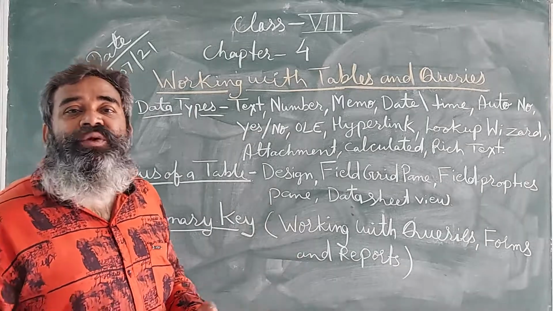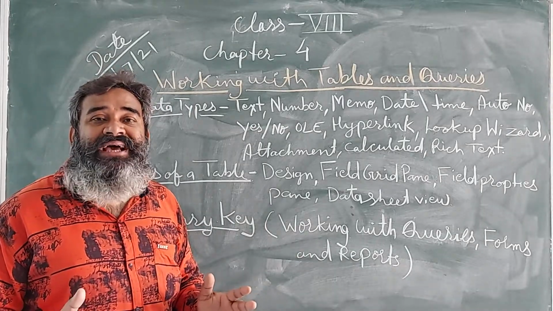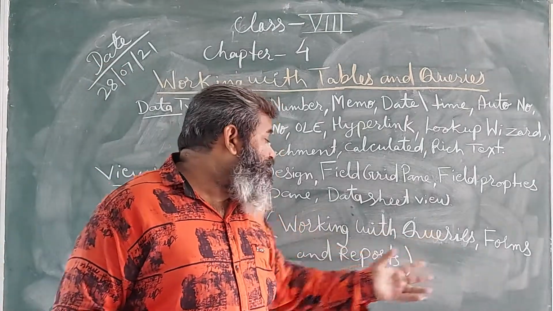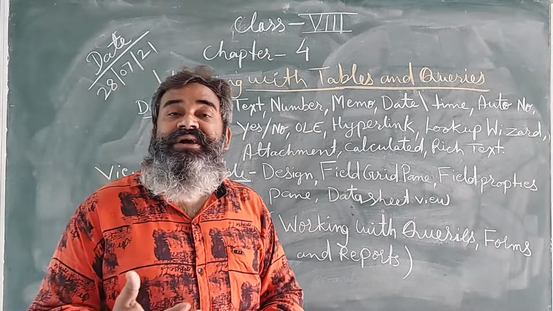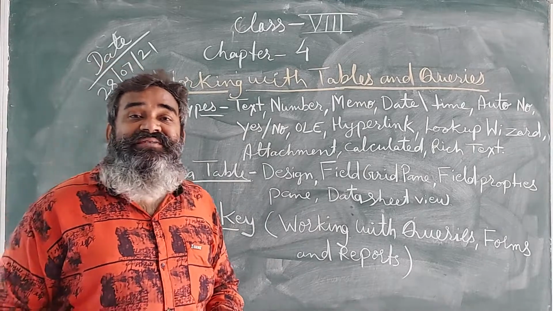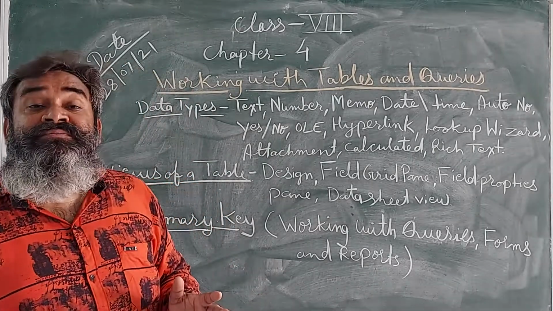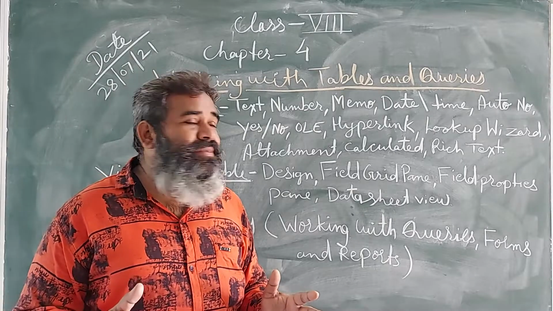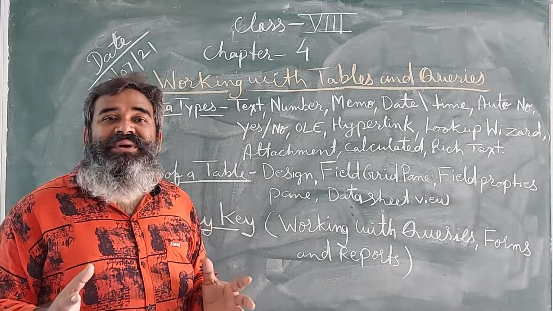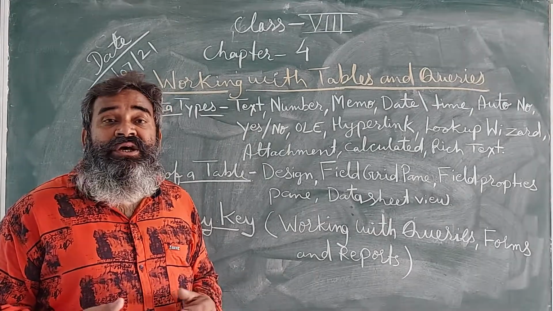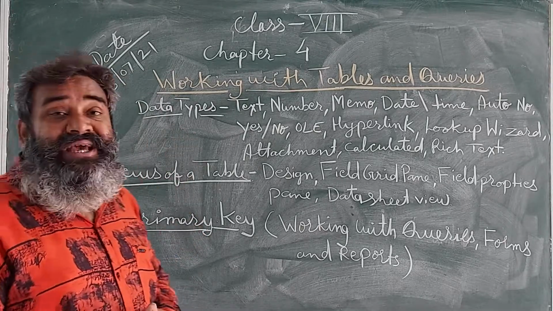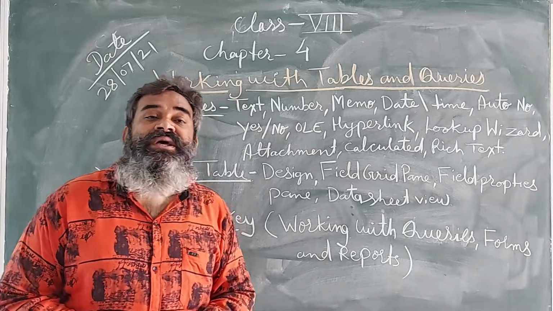So basically, there are four main things in our MS Access database: tables, working with queries, forms and reports. When we use all these, our database is also going to be more attractive. And first of all, the main thing is that we have a proper database, or we can say proper information about all the related fields. So that is our chapter, working with tables and queries. Okay, thank you.